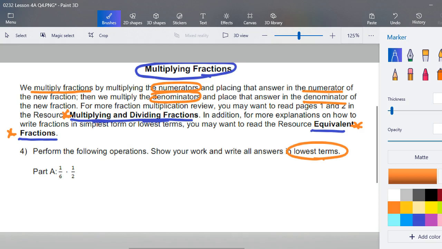And this is not our last section. We do have part A and part B. So look at part A and part B on question 4, and then come back and watch the video with me.